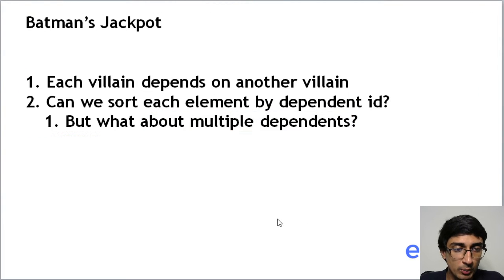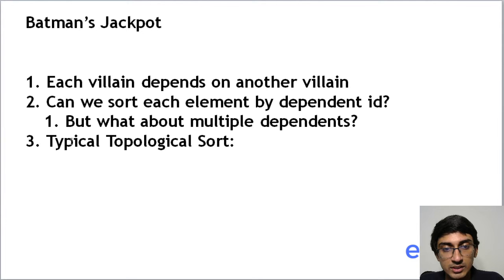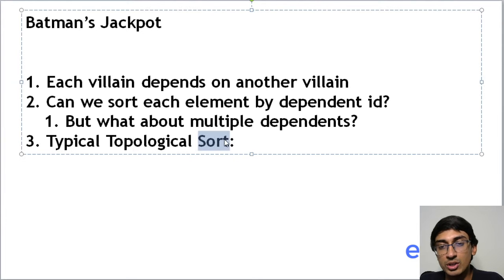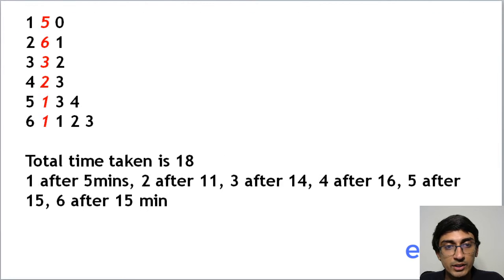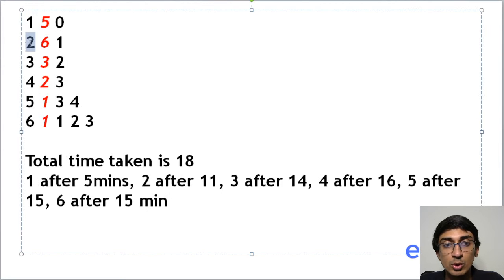So one way you can go about it, and this is what I would like to share with you on how you can solve this question, is this is a typical topological sort question. Now all of you will be like, what exactly is topological sort? Well, it depends completely on the graph data structure. So if you have a graph here, and if you represent each villain as a node, and you treat each of these dependent IDs as another node to which it's connected.